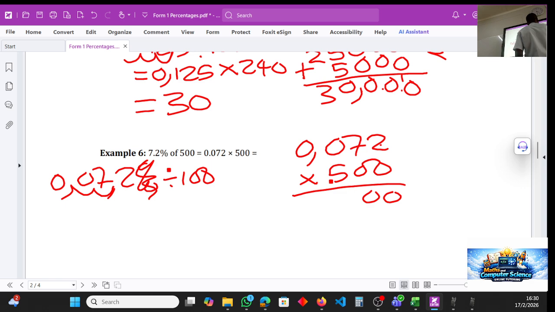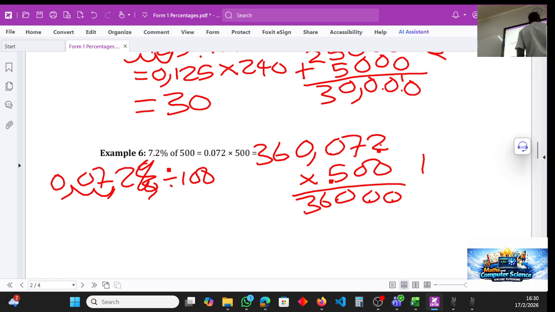Using our long multiplication again, we've got zeros here. So that's 5 times 2, 10, carry 1. 5 times 7, that's 35, plus the 1, we carry 36. Then I check how many numbers after the comma: 1, 2, 3. I also count 1, 2, 3. So our final result here is going to be 36.